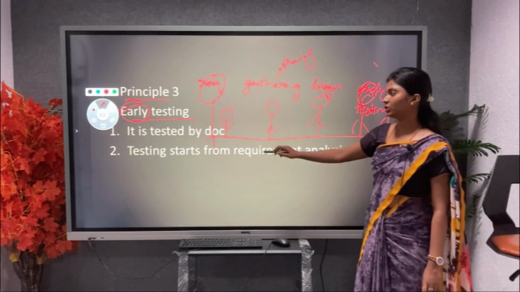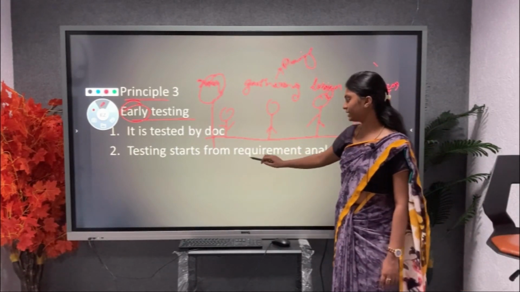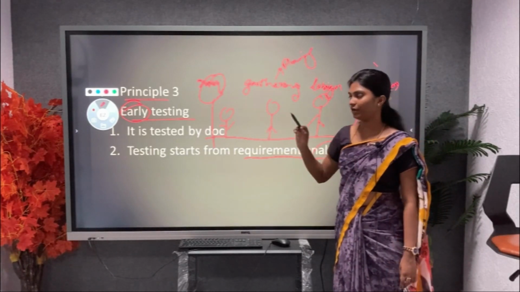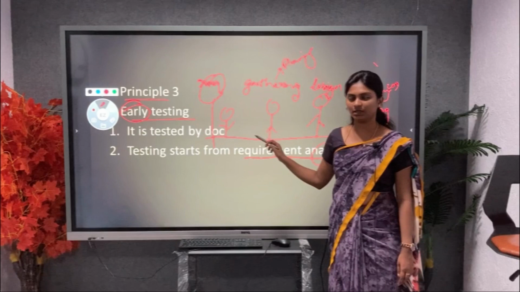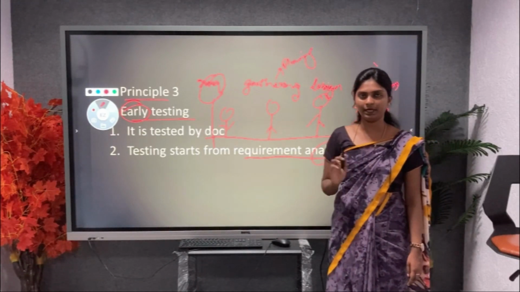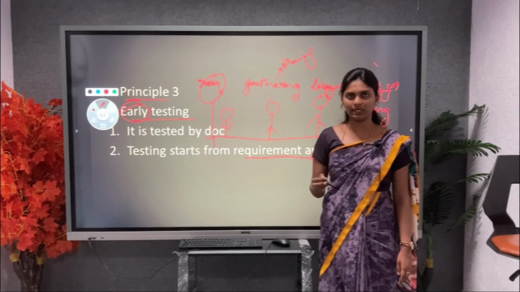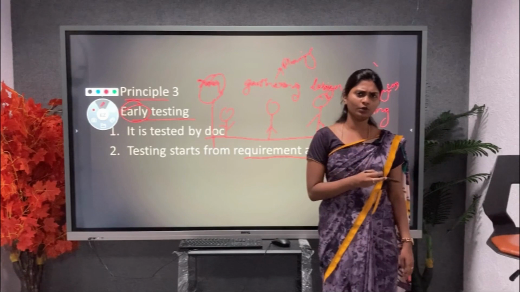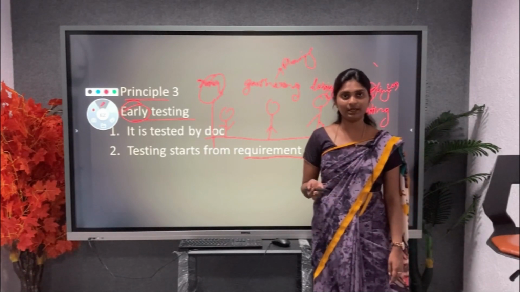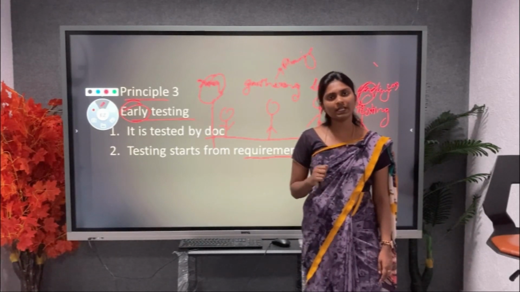So it is tested, for example, by the requirement analysis. Okay, I will give an example of early testing. We have a project, we already prepared a project completely. We go to the guide and say that I have completed the particular project, I want to go to the next step. What will he say?